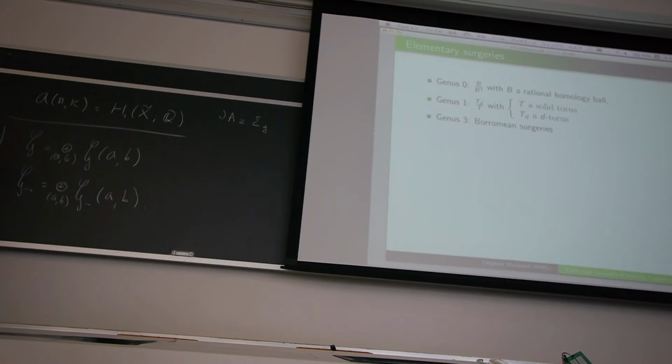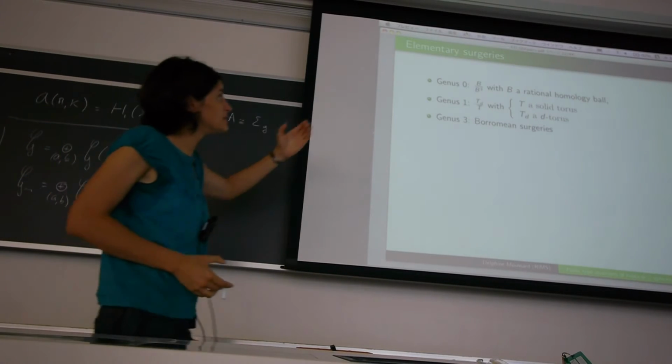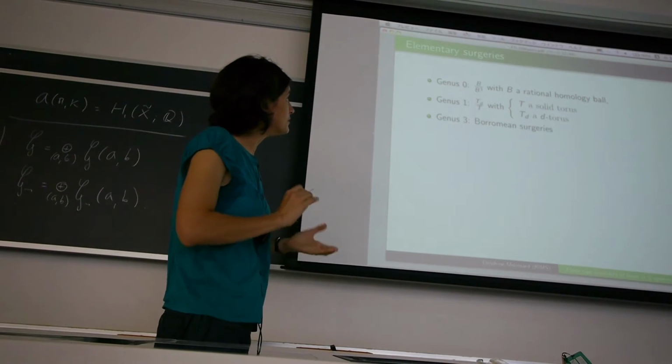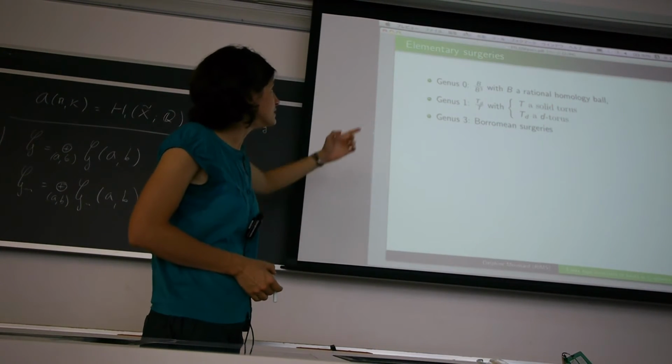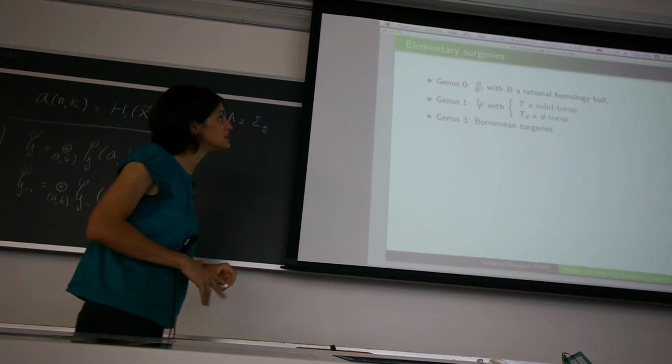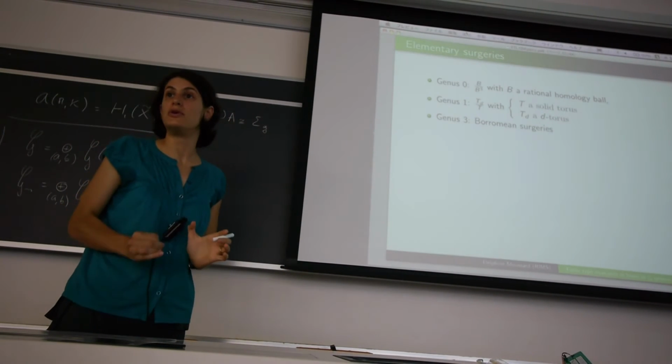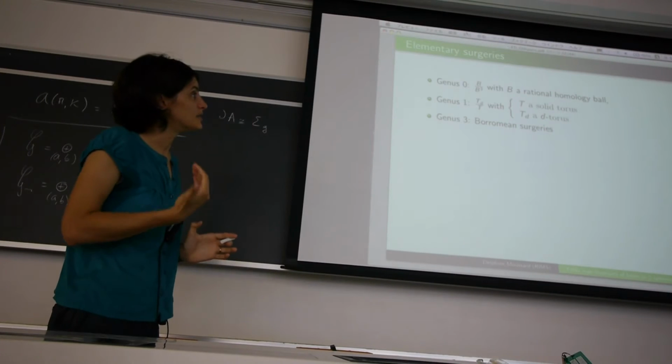Okay, so now we want to describe combinatorially this graded space. And the problem is that our move of null LP surgery is very large. So in order to give some combinatorial description, we need to reduce our move. So we define some elementary surgeries, which are more specific moves. The first one, in genus 0, is just replacing a little ball B3 by a rational homology ball.